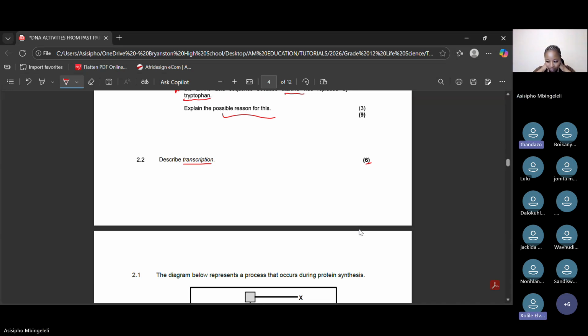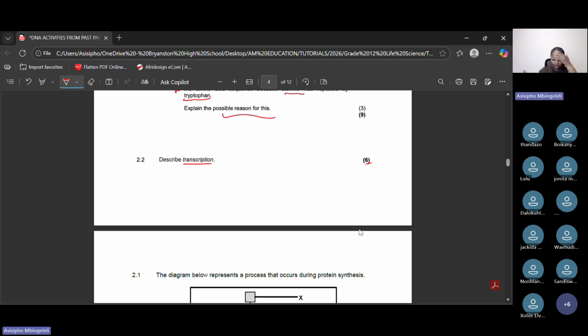I said it takes place in the nucleus, which is the transcription. The DNA double helix unwinds and unzips. One DNA strand acts as a template. Complementary RNA nucleotides pair with exposed DNA bases. Then mRNA is formed.